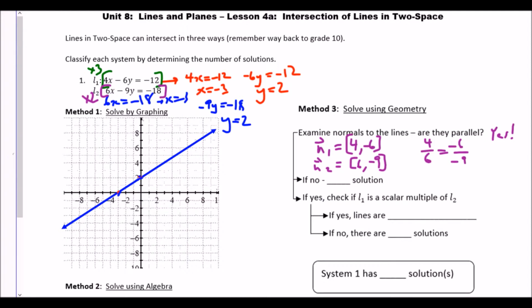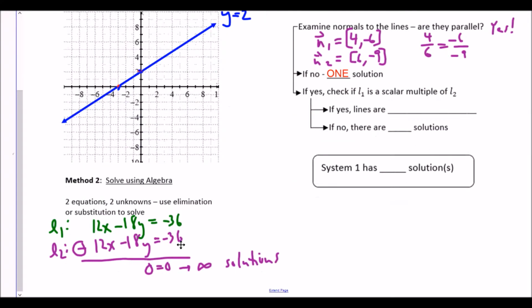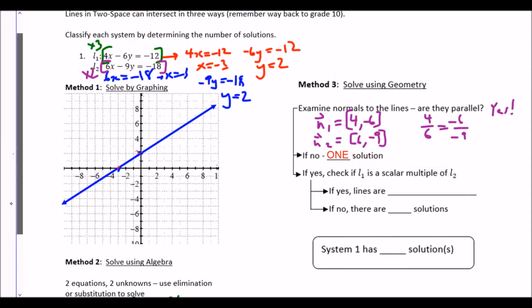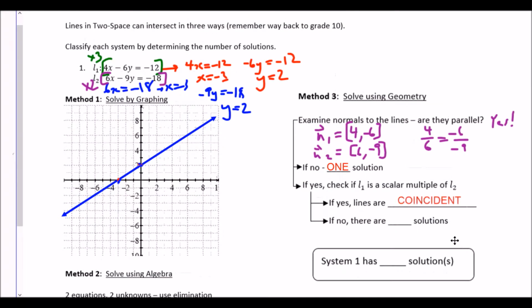If no, that means they're not parallel, that means there is one solution. But if yes, which is where we're at, I check if line 1 is a scalar multiple of line 2, and we can see here in method 2 that they are, because I multiply the top by 3 and the bottom by 2. I can see that they're scalars of each other, so the lines are coincident, which means infinite solutions. If they're not, that means there are no solutions. They're basically parallel, not coincident. In our system here, we actually have infinite solutions. All right, there's the first one.